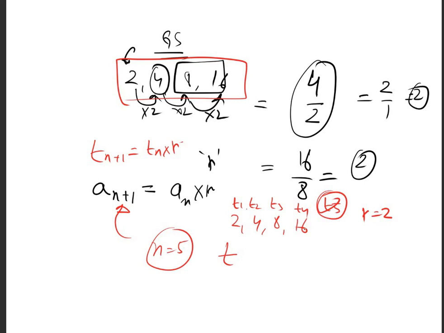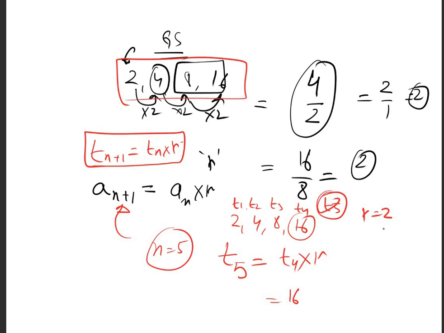Now, I want to get to T5. So I'll say T5 equals, and I'll use this formula, T of n, so I need T4 times R. Let's plug that in. What is T4? 16. What is R? 2. So it is 32. So T5 is 32. So this formula helps you to jump on to the next term from the previous term.